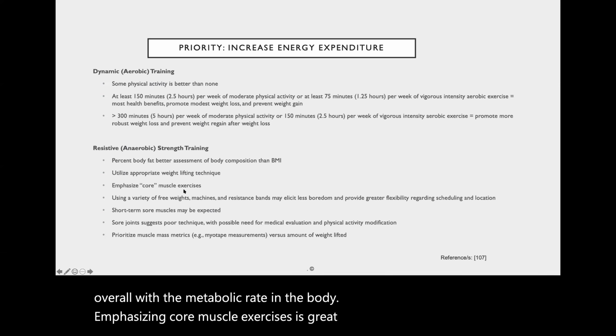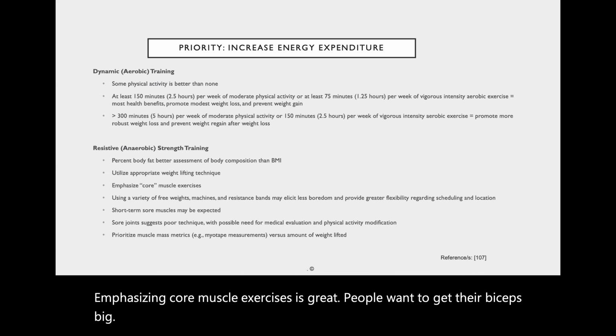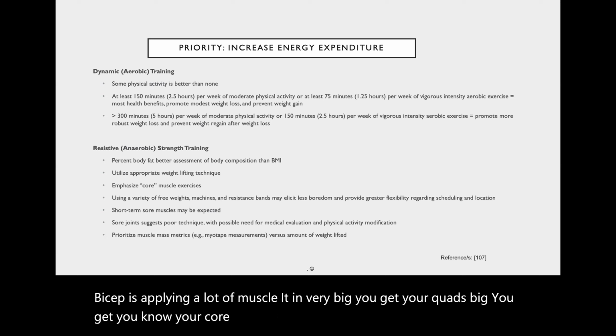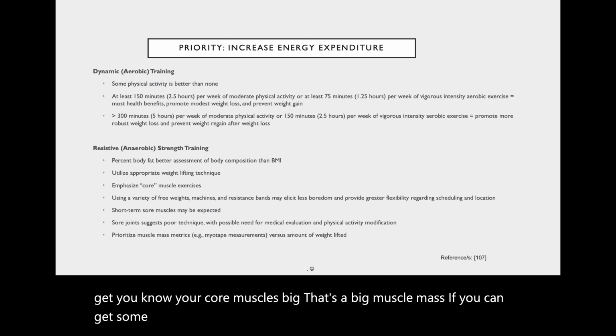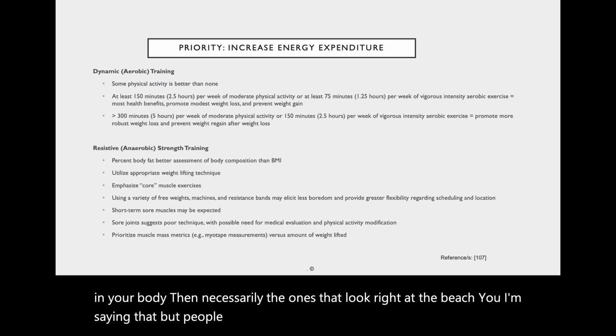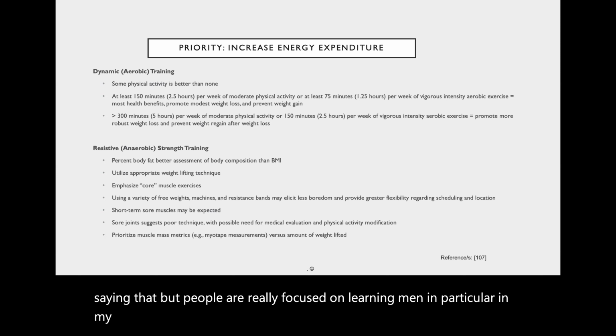People want to get their biceps big. Bicep is a tiny little muscle. It isn't very big. You get your quads big, you get your core muscles big. That's a big muscle mass. If you can get some growth there, you're getting a much bigger change metabolically in your body than necessarily the ones that look great at the beach. You know what I'm saying? That people are really focused on wanting, men in particular, in my experience, want to have big biceps and big shoulders. Yeah, okay, but those muscles aren't very big.